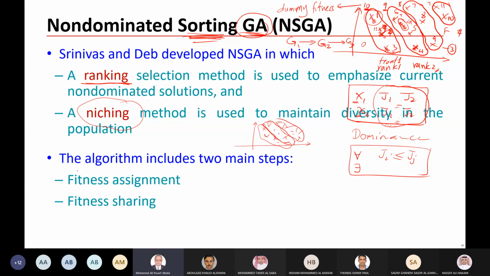Did you get the point? So you have fitness assignment at the beginning according to the dominance. Within each front, you will see which areas contain many solutions, and you adjust the fitness assigned here. You adjust it in this step, the fitness sharing.